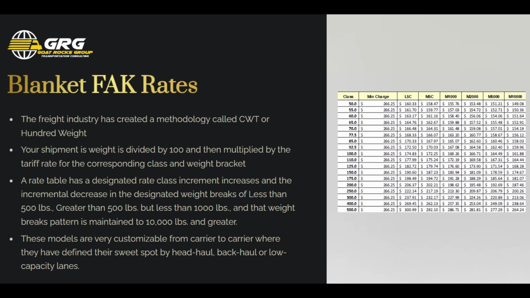Greater than 500 pounds but less than 1,000 pounds, and that weight break pattern is maintained to 10,000 pounds and greater. These models are very customized from carrier to carrier, where they have defined their sweet spot by head haul, back haul, or low-capacity lanes. It is common for carriers to create a new CzarLite tariff for each year that captures annual or semi-annual general rate increases, GRI, and other adjustments.